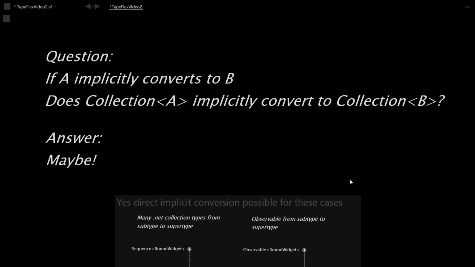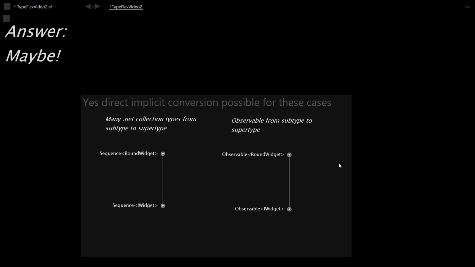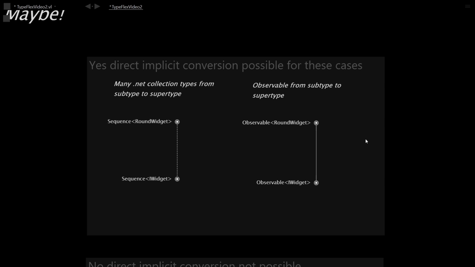There's stuff called variance and contravariance and things. It's actually super complicated and a bit annoying. But for us, I'll just break it down to what it means practically. So yes, direct implicit conversion is possible for some cases. For most of the .NET collection types, you can go from subtype to supertype.